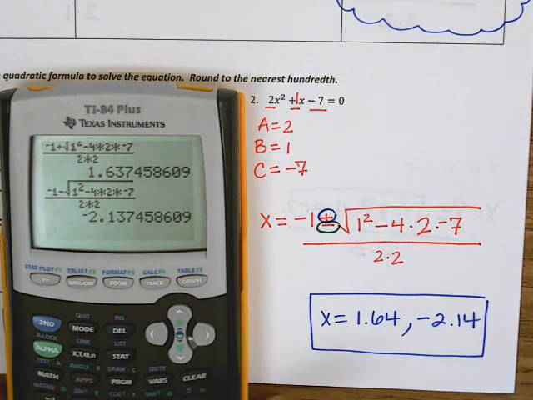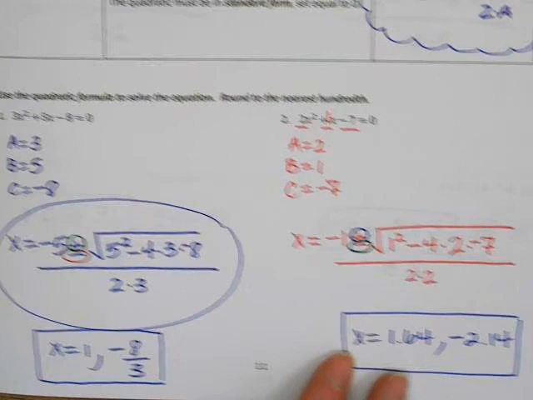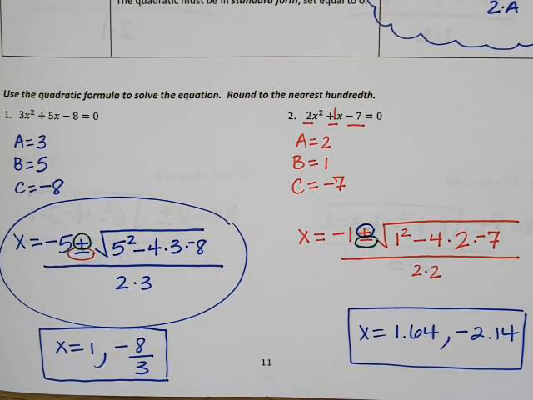All right, so that is how you use the quadratic formula to solve unfactorable trinomials. All right, nice job, guys.